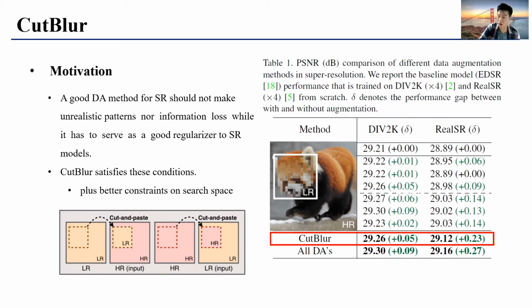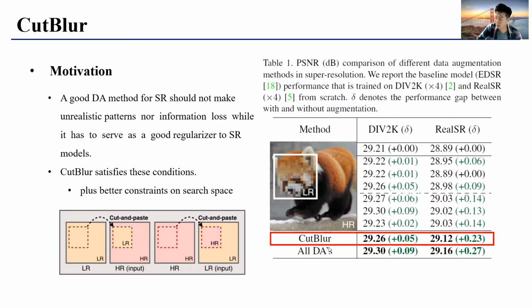So it also gives a nice result on RealSR, which is the real data set, giving 0.23 dB just by including this CutBlur augmentation. And on DIV2K, which is just a synthetic super resolution data set, it gives quite a nice improvement.